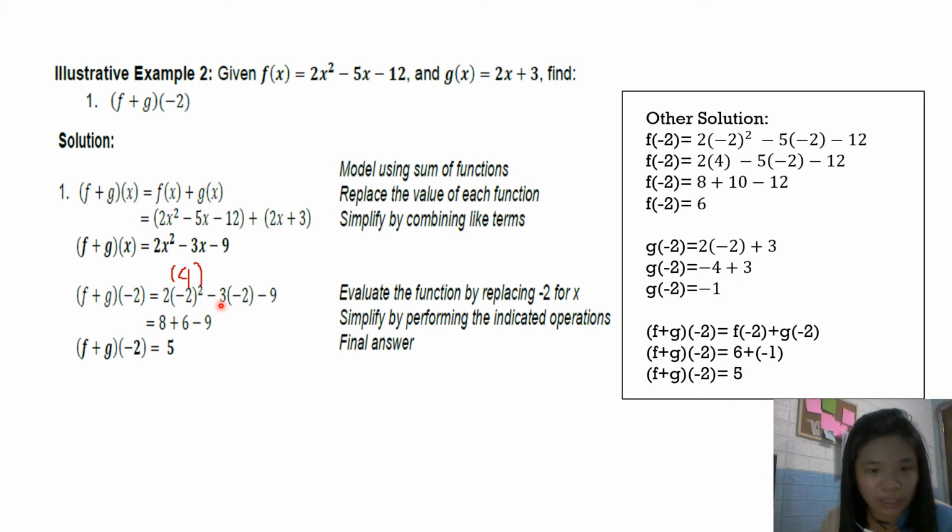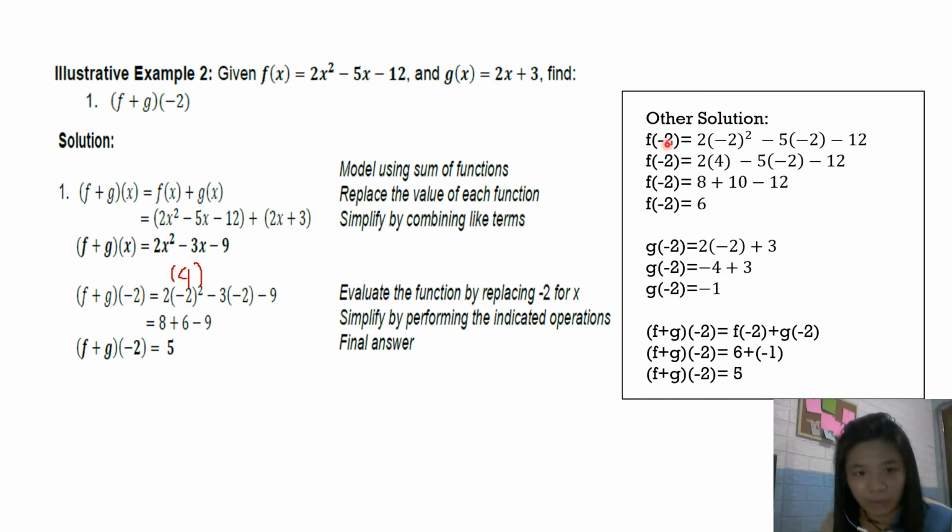Then, this 3 has a sign of negative. Sa subtraction siya, right? So, negative 3 times negative 2 is positive 6. Bring down negative 9. And then we simplify. 8 plus 6 minus 9 is 5. So, our final answer is 5. Paano naman po yung other solution? So, sa other solution natin, pwede tayong mag-evaluate agad.